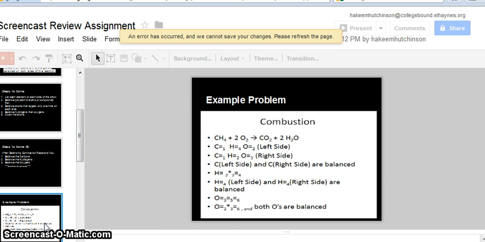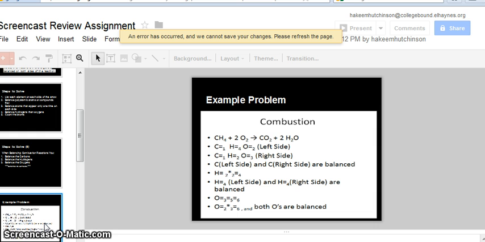Okay, so here's an example problem, and it's talking about combustions. First, you list down all the subscripts on the left side. Then you list all the subscripts on the right side. You see for C on the left side and the C for the right side, they're already balanced.